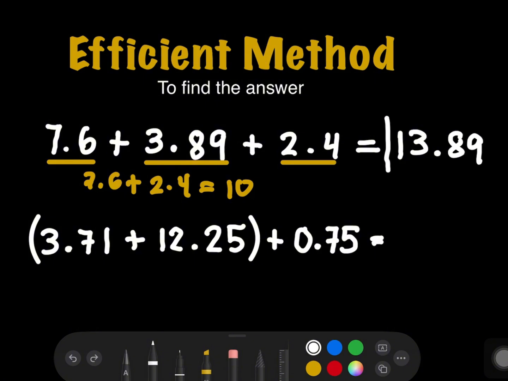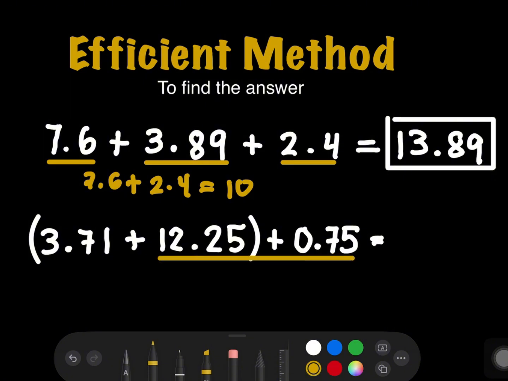Okay? So another example, if you have 3.71 plus 12.25 plus 0.75, look at the last two decimal numbers. 12.25 plus 0.75. When you add them together, this is equal to 13. And then just add the remaining decimal number, which is 3.71. So you add that together, you will get 16.71.